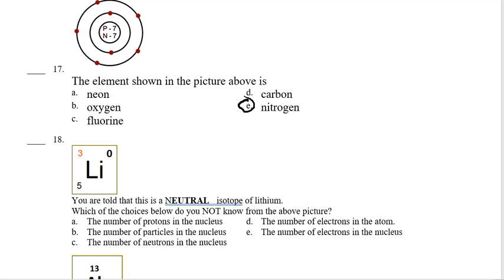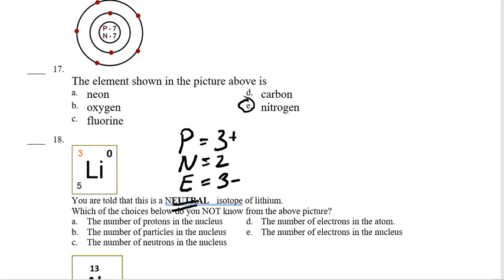This answer here, you're told this is a neutral atom of lithium. So that means I have 3 protons. Now here we have the mass number down below. That's okay. That just means that I have 2 neutrons. You're just adding those together. And since this is a neutral atom, this must be 3 electrons, 3 positives and 3 negatives.